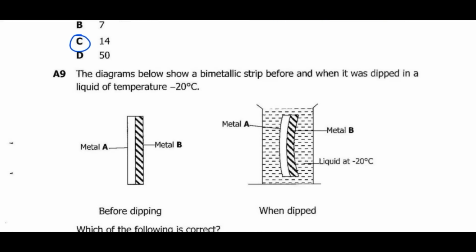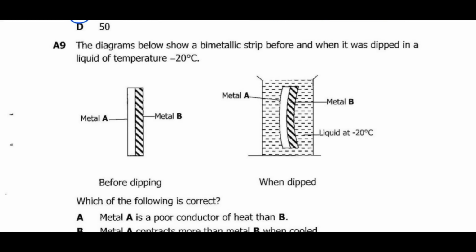Then we move on to question 9. The diagrams below show a bimetallic strip before and when it is dipped in a liquid of temperature -20 degrees Celsius. So this is telling us that it was cold water because of the temperature there. Before dipping, we can see it was straight. After it was dipped, we can see that it is bending. Now we can see that after bending, metal B is inside, then metal A is outside. So which of the following is correct?